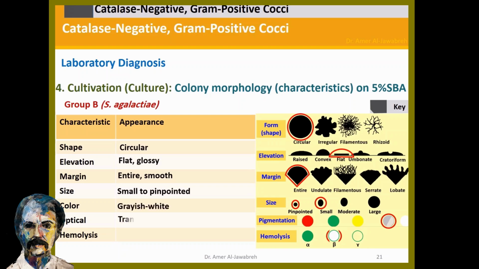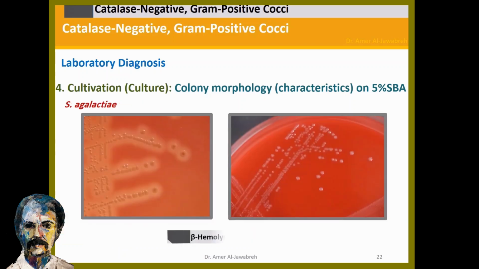Color, grayish to white, the same. Translucent to opaque, this is darker, not like the other one, which was transparent to translucent. And hemolysis, the agalactiae, the same, although a little bit narrower zone, some gamma. The strongest is group A, and then this one, group B. This is how it looks, beta hemolysis.